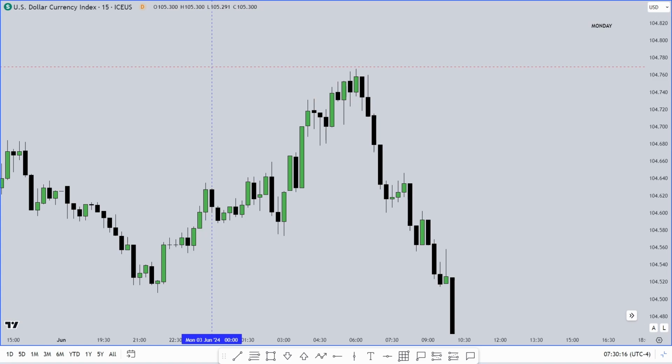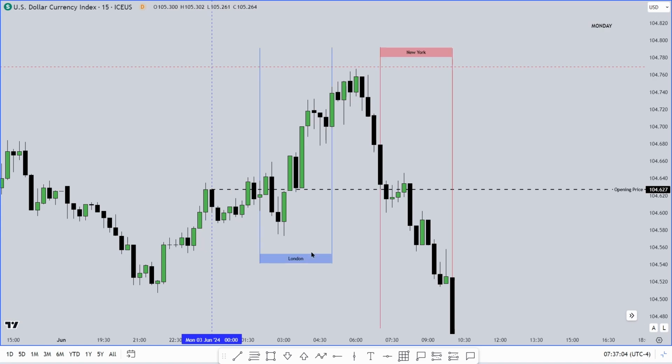That filter is the opening price at 12 a.m. midnight New York Eastern Standard Time. Now, if we are going short, we want to sell above the opening price. And if we are going long, we want to buy below the opening price. Now, let me add the London session and the New York session.